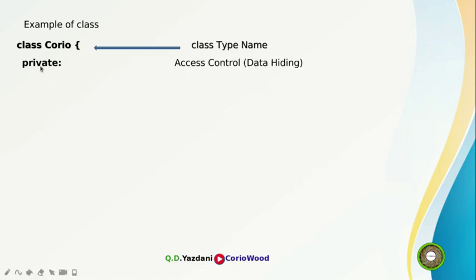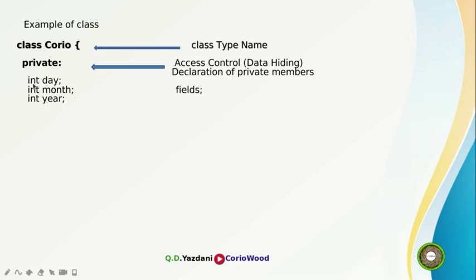And here it says private with a colon, which is called access control. Whenever you put something here, it means data hiding, it means you are going to hide your data. So this is the declaration of private members. When the class has private members, you put them here, such as int day, int month, int year, int long, you can put a character name, whatever you want to put here.